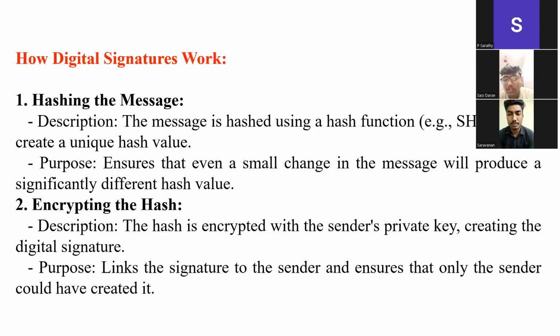How does a digital signature work? Hashing the message and encrypting the hash. The message is hashed by using a hash function, for example SHA-256. The purpose is to ensure that even a small change in the message will produce a significantly different hash value. Encrypting the hash: the hash is encrypted with the sender's private key, creating the digital signature. This links the digital signature to the sender and ensures only the sender could have created it.